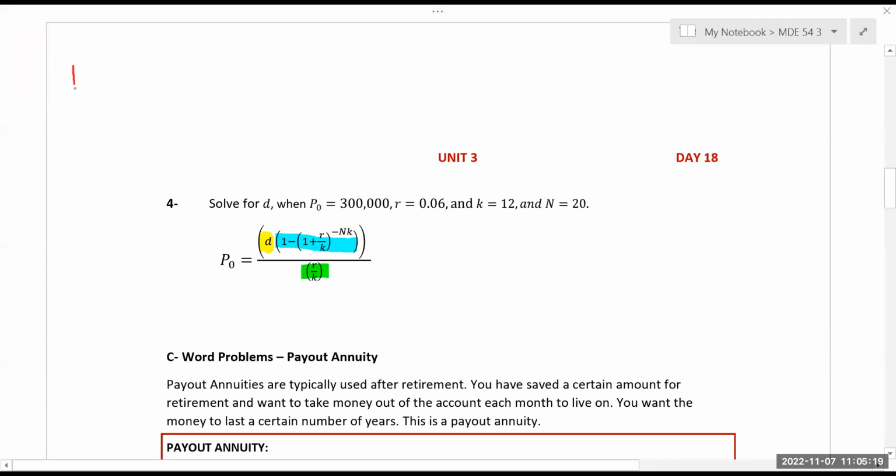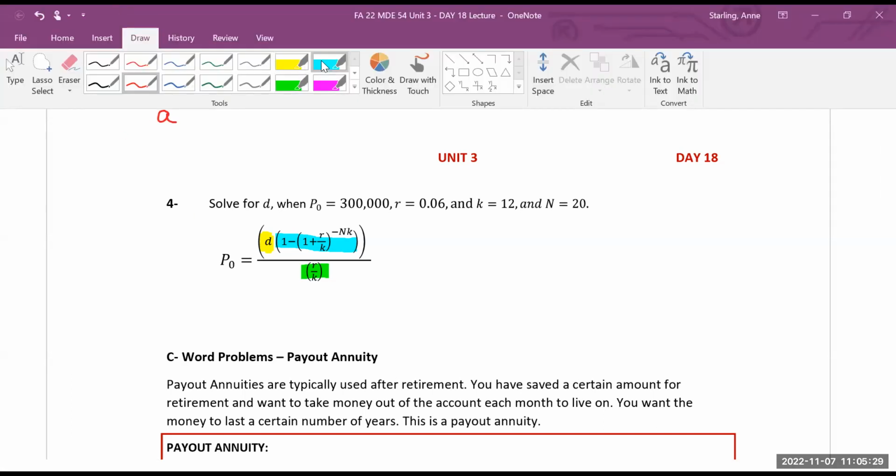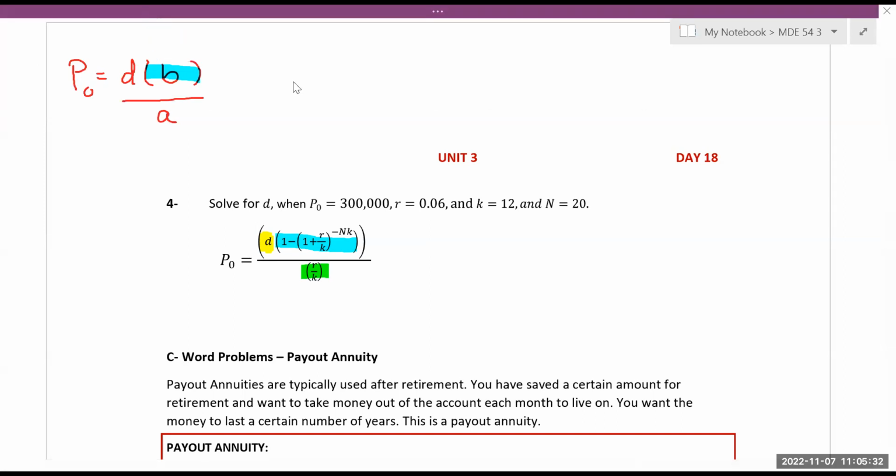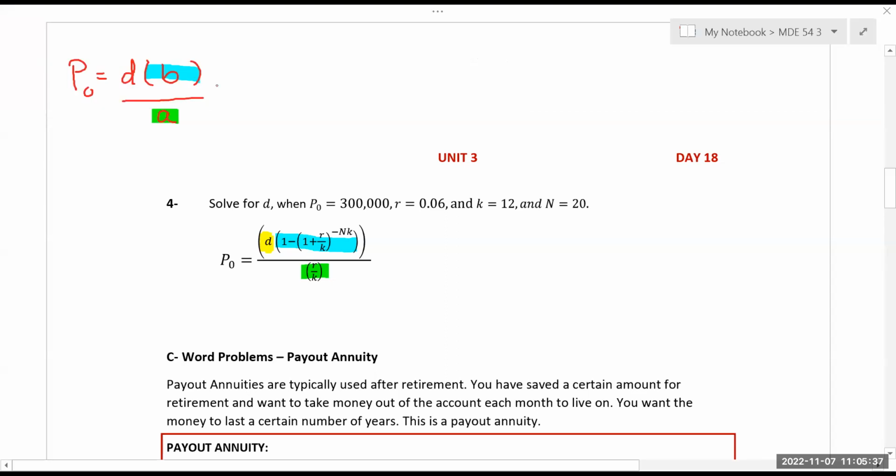So up here, I kind of rewrote this as PO equals D, and then I put everything in blue and just made it another variable, and everything in green and made it another variable. So here's my blue piece, here's my green piece. What you would do with that is you could actually solve B divided by A, move it out, and then divide that into PO. So that's what I recommend doing here, is taking this piece out, dropping the outer set of parentheses, getting this number, and then dividing it into PO when you need D.